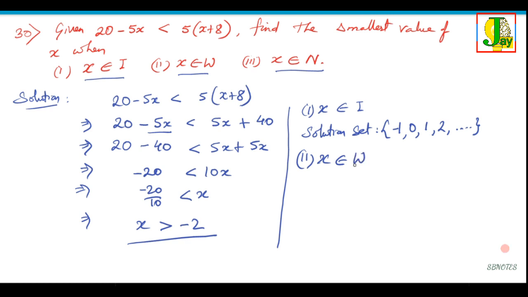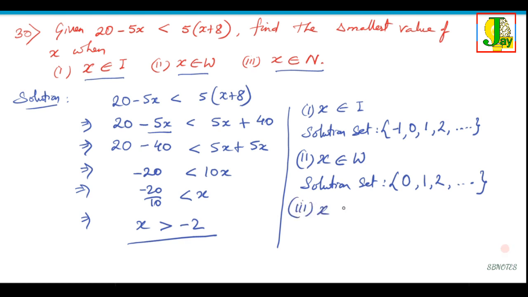X belongs to whole numbers. Now here in this case, we have a different solution set because whole number starts from 0. So we can start from 0, 1, 2, because x is greater than -2 and these all numbers are greater than -2. So that's never ending.